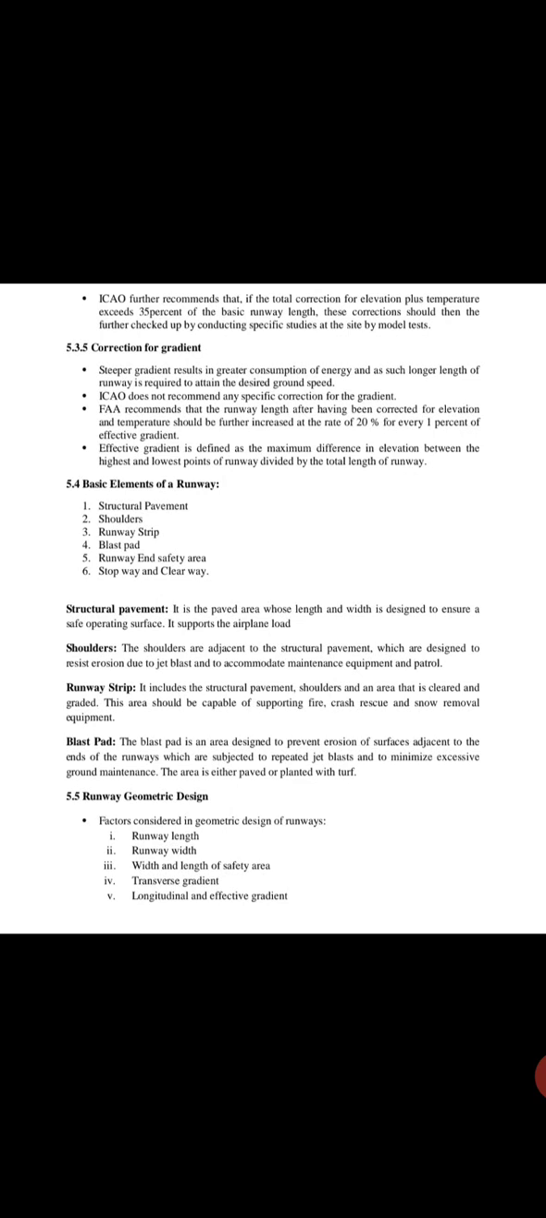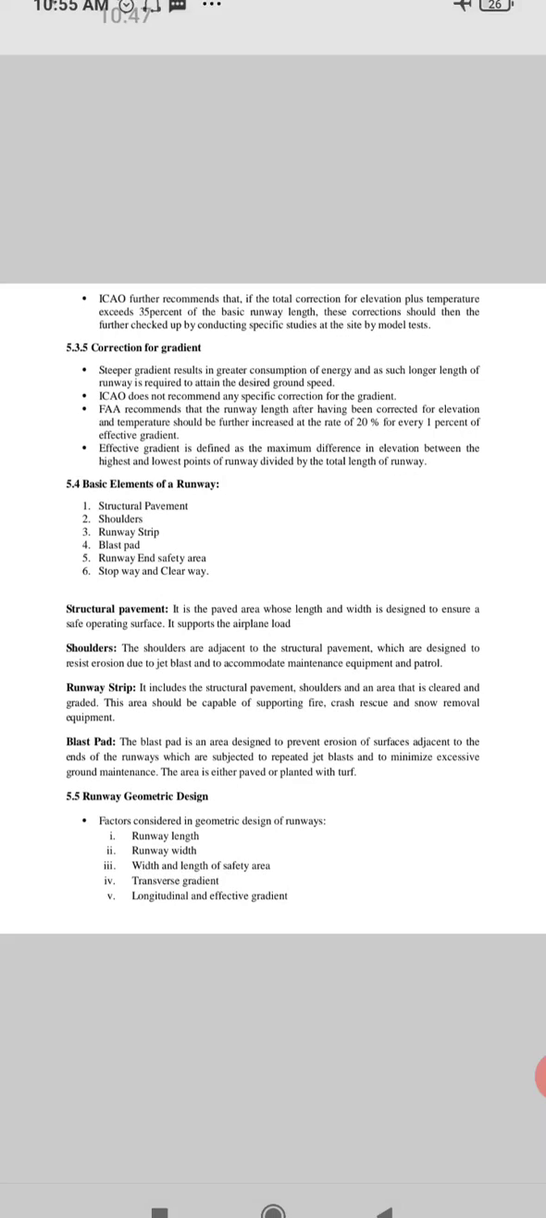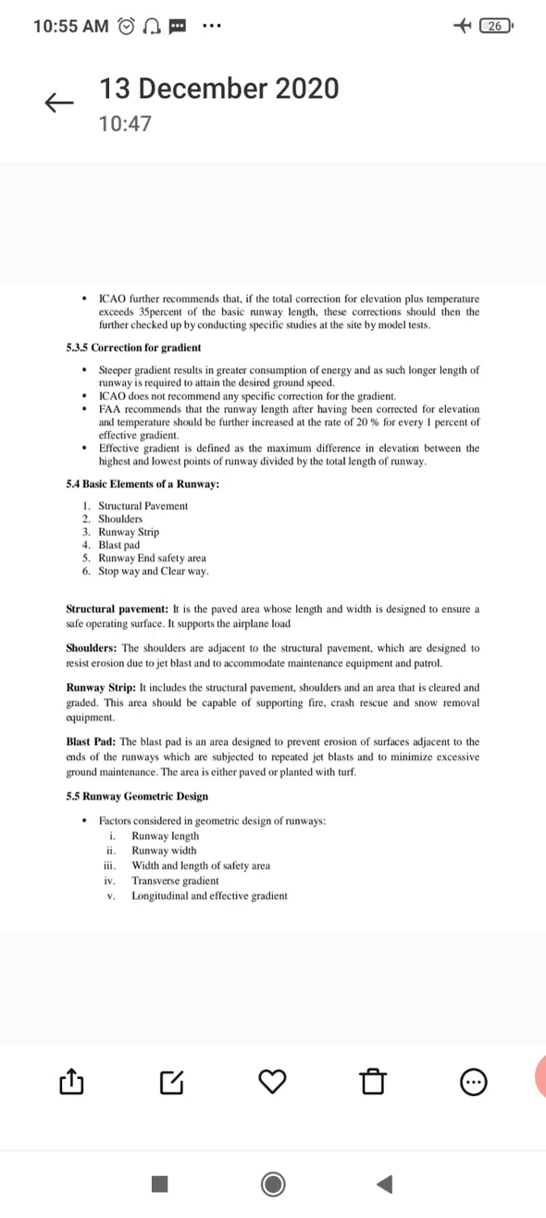Basic elements of a runway: structural pavement, shoulders, runway strips, blast pad, runway end safety areas, stopway, clearway. Structural pavement is the paved area whose length and width are designed to ensure a safe operating surface. It supports the aircraft load. Shoulders are adjacent to the structural pavement and are designed to resist erosion due to jet blast and to accommodate maintenance equipment and patrol.